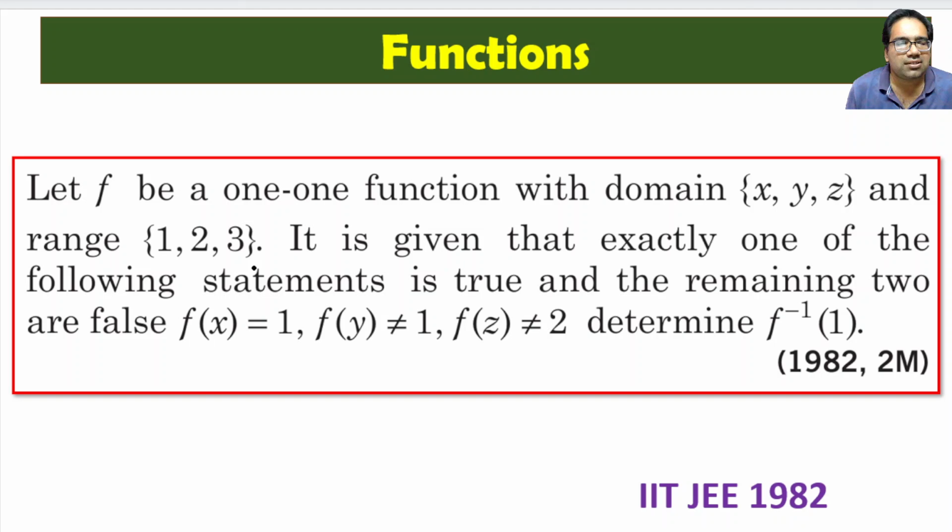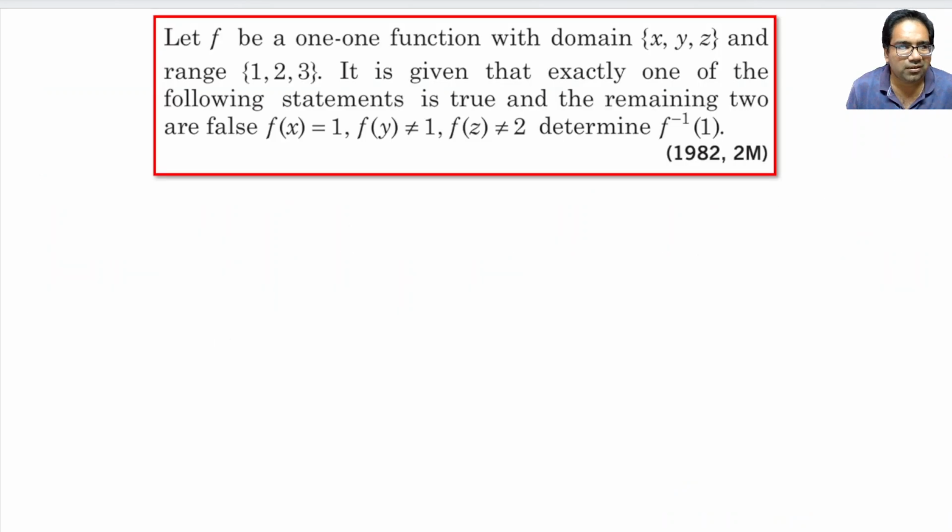Now, one of the statements is true. That means either this is true, or this is true, or this is true. Let us take all three cases and see how we can map x, y, z to 1, 2, 3. First, let us assume f of x equals 1 is true. Then x will be mapped with 1. And these two are false. f of y is not equal to 1 is false. That means y not equal to 1 is false, that means y equal to 1 is true.